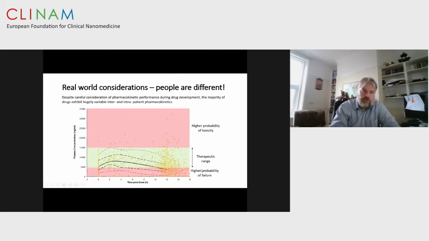And of course, this is important because you have a higher probability of drug failure or medicine failure at low concentrations, and a much higher probability of encountering toxicity issues at the higher concentrations.